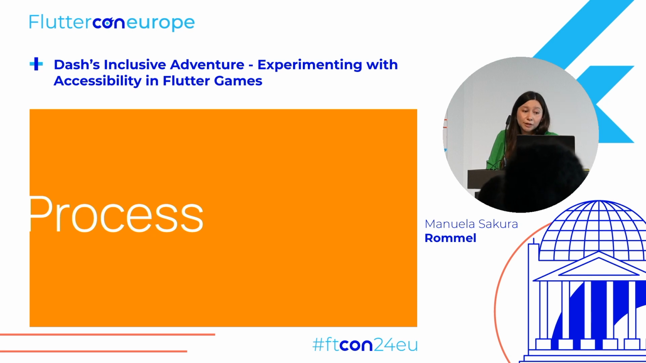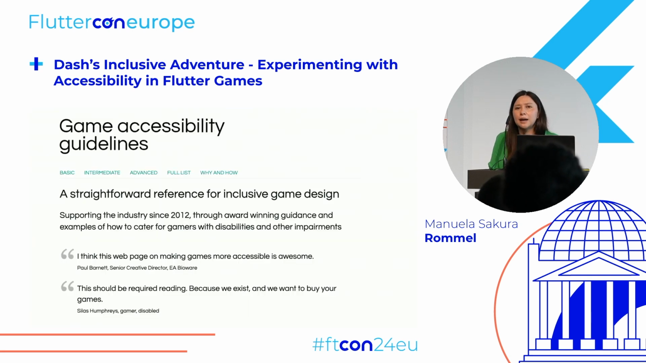Now we get to the process of how to make a game accessible. So first of all, we need guidelines, and there is a great guideline on the internet called Game Accessibility Guidelines. It's a collaborative effort between game studios and game accessibility gurus that tell us what we can do better. And it is split into basic, intermediate, and advanced.